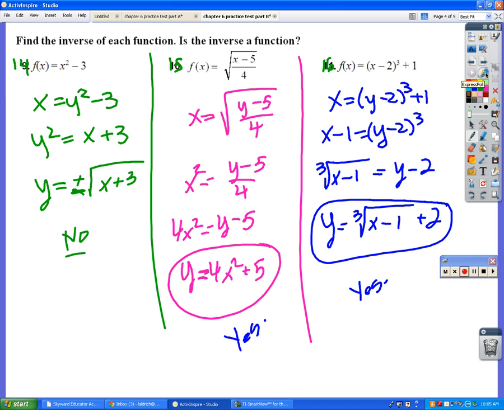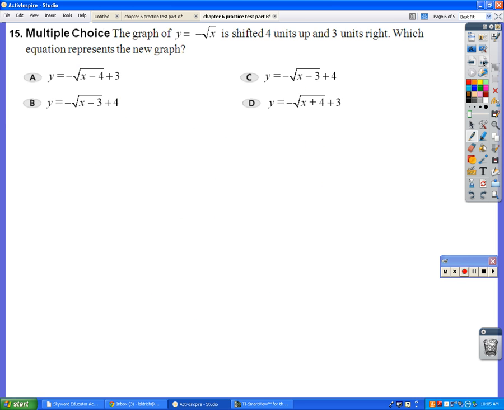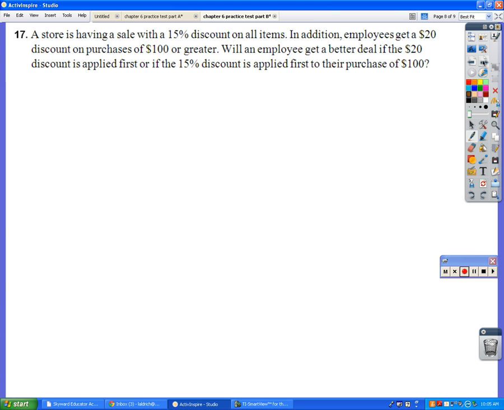Okay, then finish off with a couple of word problems. Number 17, a store is having a sale with a 15% discount on all items. In addition, employees get a $20 discount on purchases of 100 or greater. Will an employee get a better deal if the $20 discount is applied first, or the 15% discount is applied first?